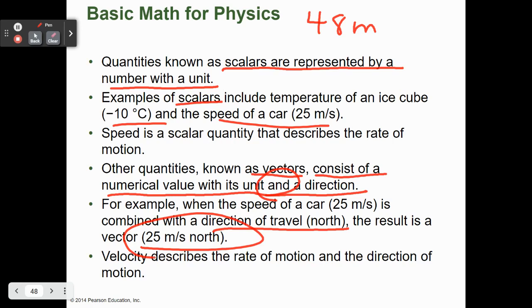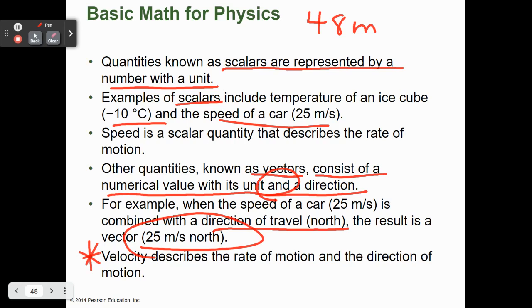Velocity, okay, so you might want to make a note of this because a lot of times people get this confused. Velocity is a vector quantity. Speed is a scalar quantity. Velocity tells me how fast I'm going and in what direction. But speed just tells me how fast I'm going.